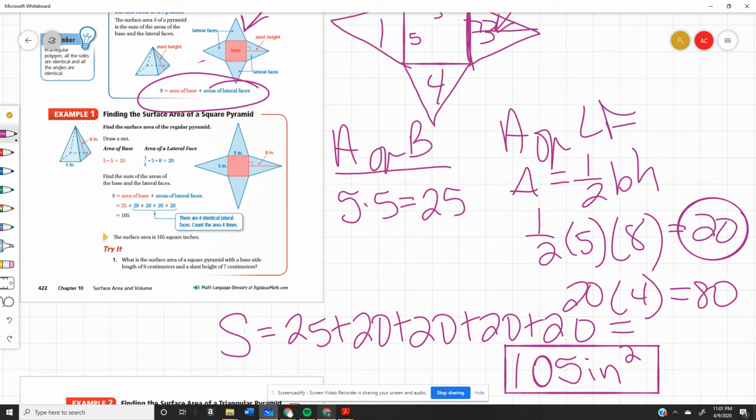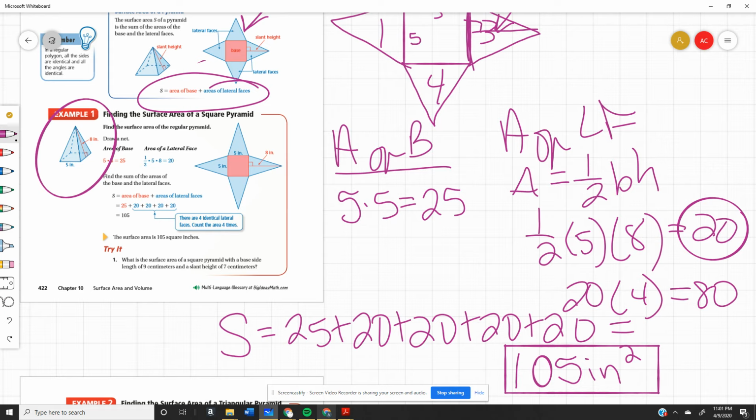So that is the surface area of this regular pyramid, square pyramid. When I say regular pyramid, I mean square pyramid, okay? In math, we call a pyramid with a square base a regular pyramid, okay?